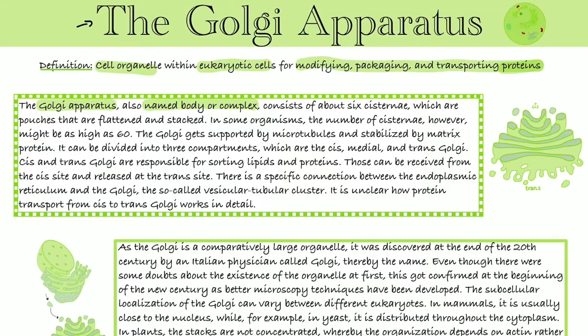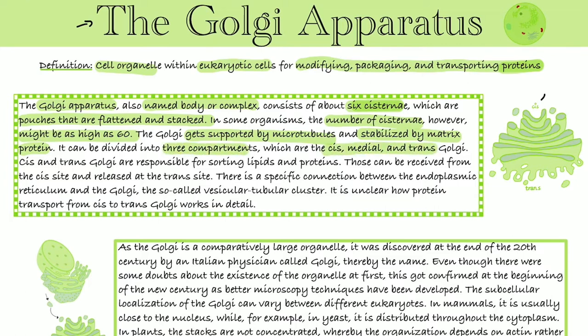Usually it consists of about 6 cisternae, which are flat pouches that are flattened and stacked. In some organisms, however, the number of cisternae might be as high as 60. The Golgi gets supported by microtubules and is stabilized by matrix proteins. It can be divided into 3 compartments. So we have the cis, the medial and the trans Golgi.